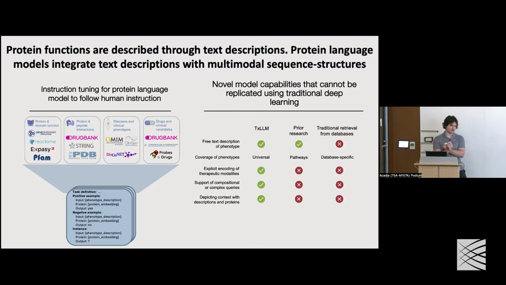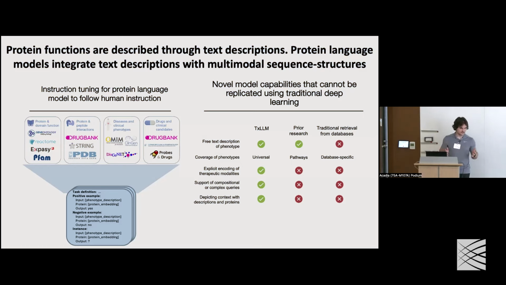We want to consider not only protein and domain functions, so molecular functions. We also want to consider interactions between multiple different types of proteins. We want to consider the disease implications of certain proteins and those relations, as well as the therapeutic use, so different drugs that interact with proteins. We want to train our model to understand all of these different scales. And how we train our model is by using instruction tuning. I'll talk about what that is in a minute, but that gives us a unifying framework to encode all these different types of relations under one umbrella, and then we can feed it into our model as natural language.